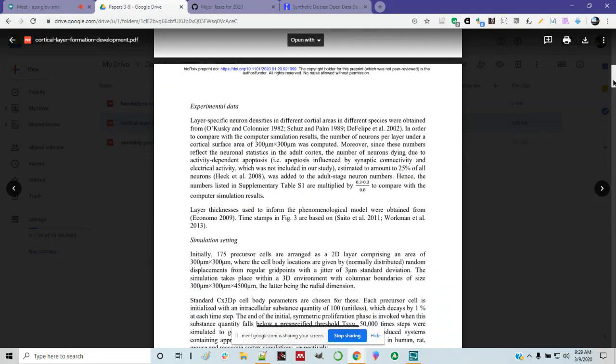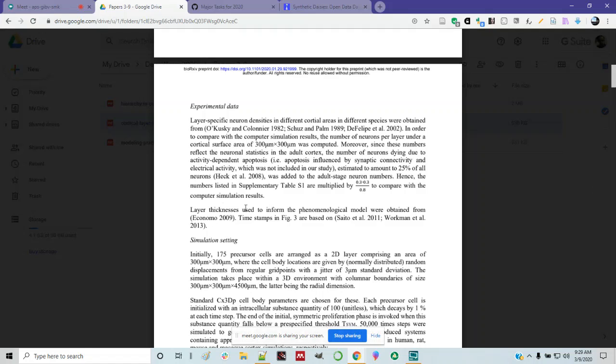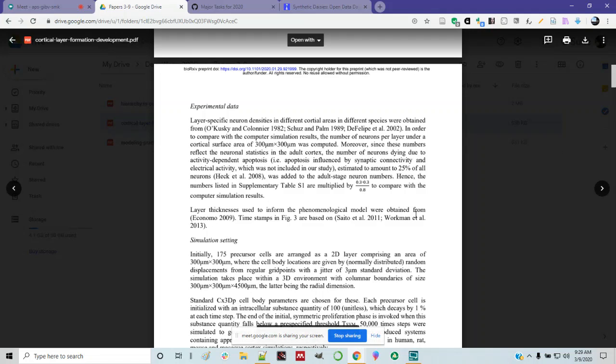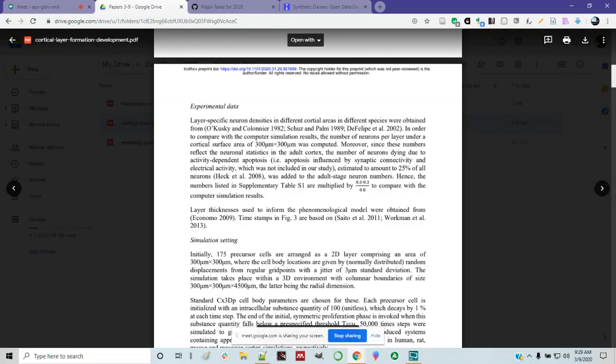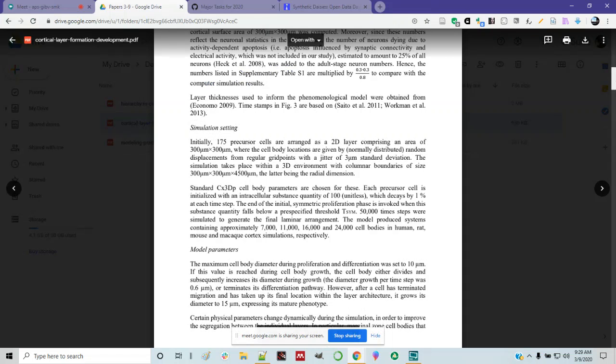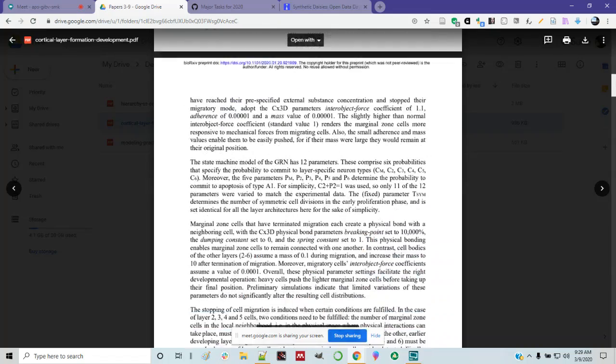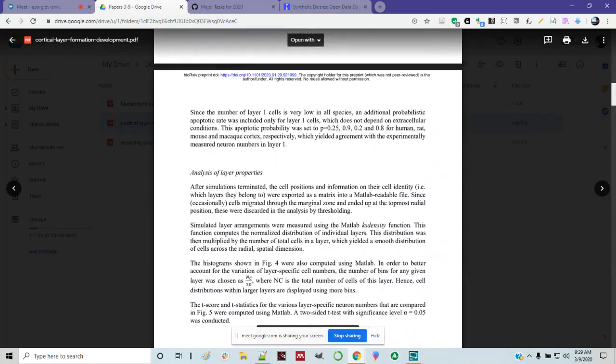They do the simulations. Then they also get experimental data. Well, this is from the histology. So this is where they determine layer thickness. So basically what they do is they're parameterizing this model using data. They're using observations from real brains. And then they use the simulation to simulate things that don't necessarily exist. So this is all in the methods.